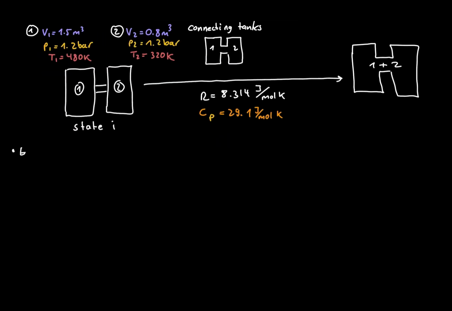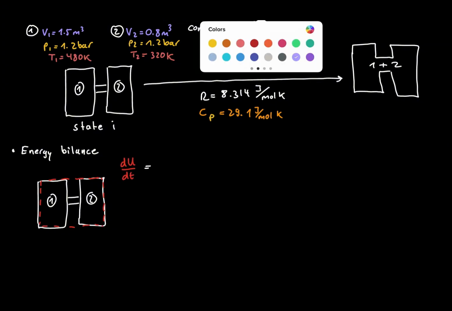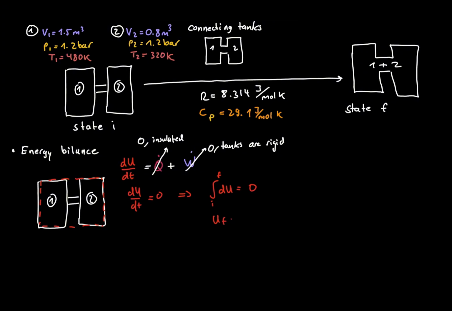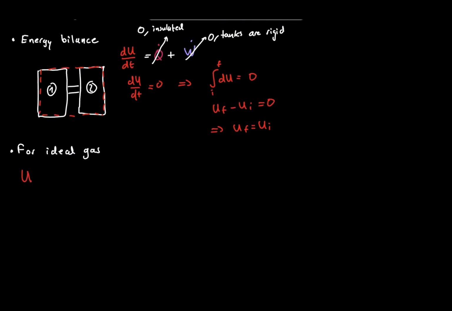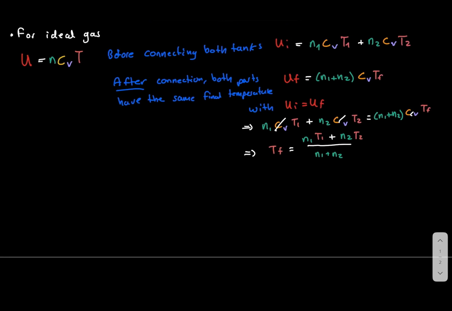So we start with the energy balance. The change in internal energy equals heat plus work. But here, heat is zero and work is zero. So the total internal energy before equals the total internal energy after. For an ideal gas, internal energy depends only on temperature. That means the final temperature becomes a mole-weighted average of the two initial temperatures.